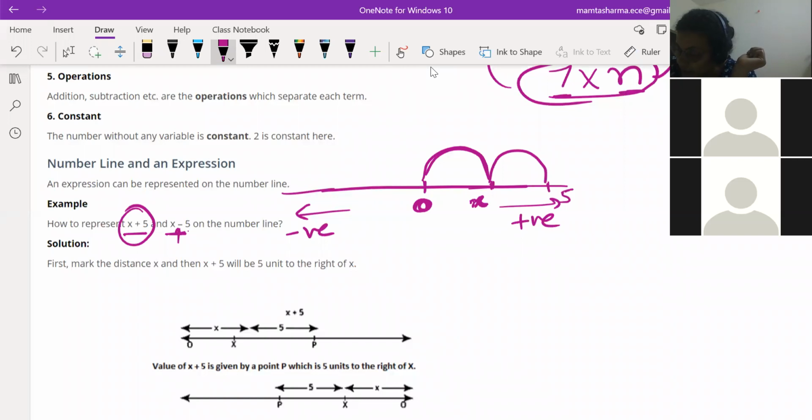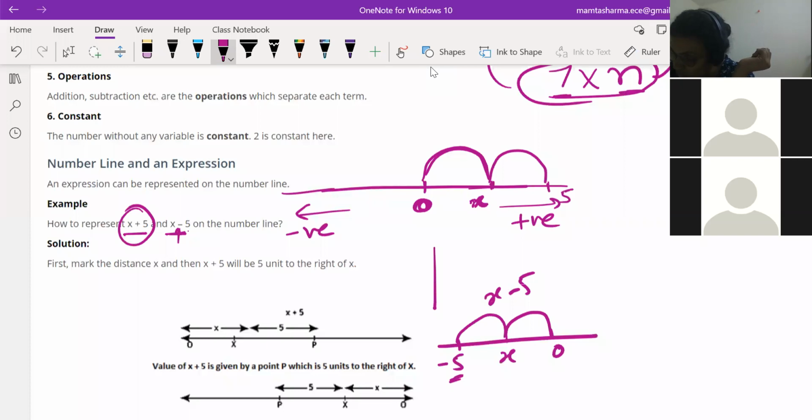And if it is x minus 5, then you have to go in the negative direction. Suppose this is x minus 5. Take minus 5 on the left side. So this would be x minus 5. So this is the way to represent any expression.